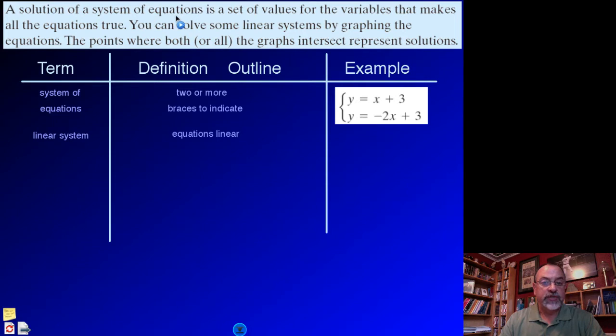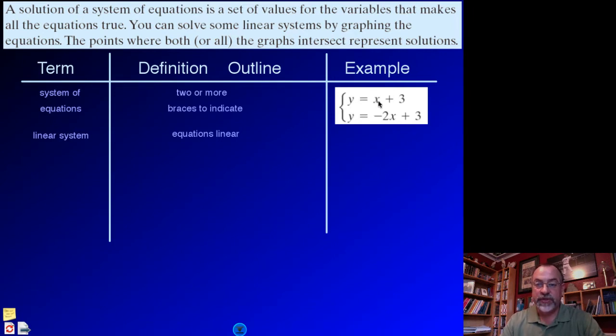Furthermore, it says a solution of a system of equations is the set of values for the variables that make all of the equations true. So what we're looking for, when we're trying to solve a system of linear equations, is the point or more points, all the points in fact, that make those equations true. You remember that each equation is a representation of the relationship between a particular x value and the particular y value, or the ordered pair.